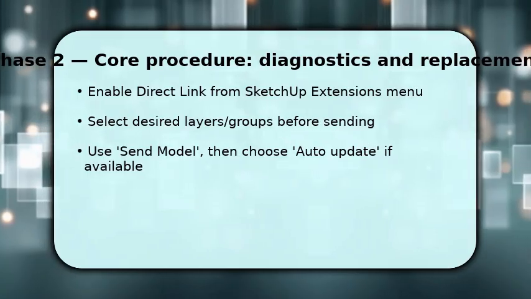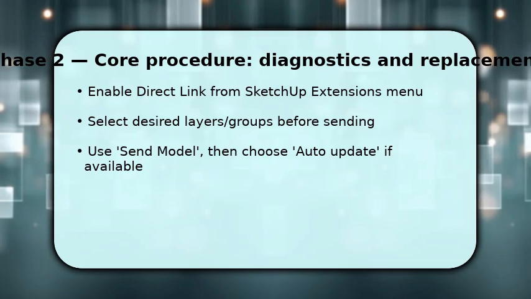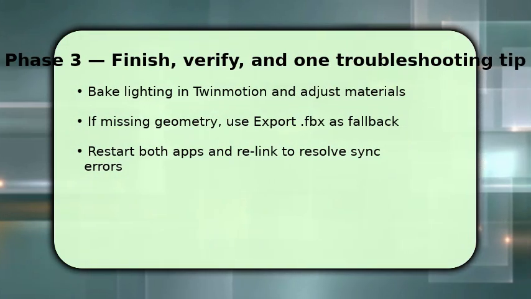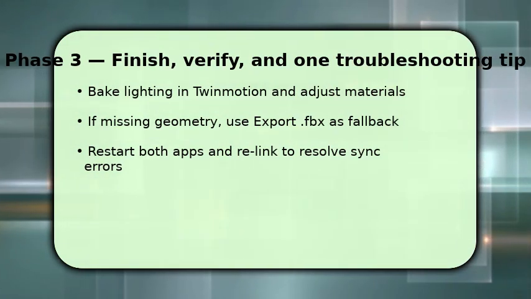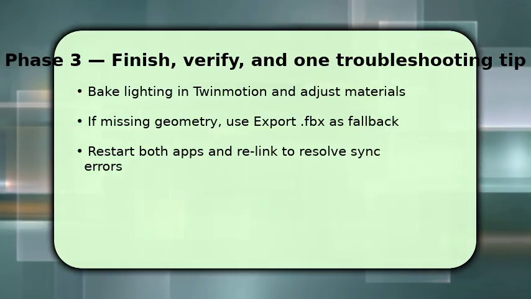Make sure complex components are converted to geometry for reliable transfers, because they're procedural. Finish by refining materials, placing assets, and baking lighting in Twinmotion for consistent renders. Once happy, save a Twinmotion Twin project.